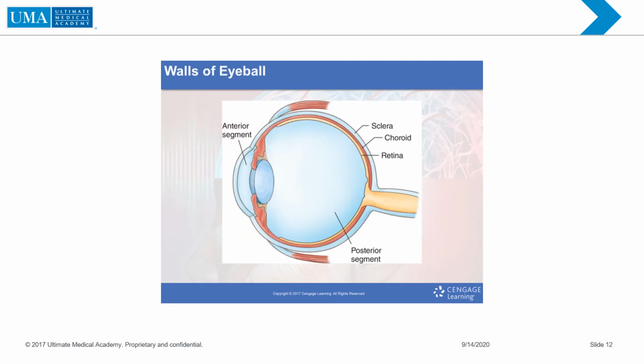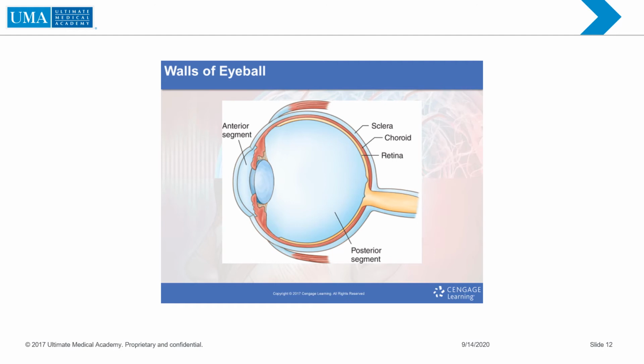As with many different body systems, it's also important to be able to identify the layers of that system or structure. Here we have the walls of the eyeball, and they're made up of 3 layers. We have the sclera, the choroid, and then the retina. Let's take a look at the sclera first.